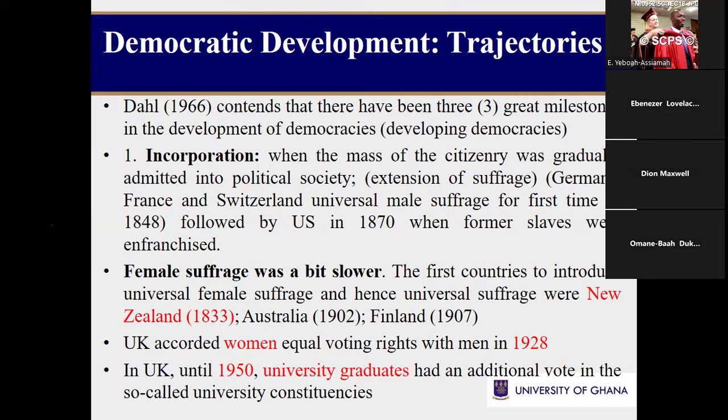Okay. So countries like Germany, France, and Switzerland were the first, in 1848, to allow all males to take part in elections. All males, whether you were from a slave background or not. That is male suffrage, full male suffrage. They extended the suffrage. Now, this was followed by the US in 1870 when former slaves were enfranchised. Now, these things that we're talking about, they didn't just occur. They didn't occur on a silver platter.